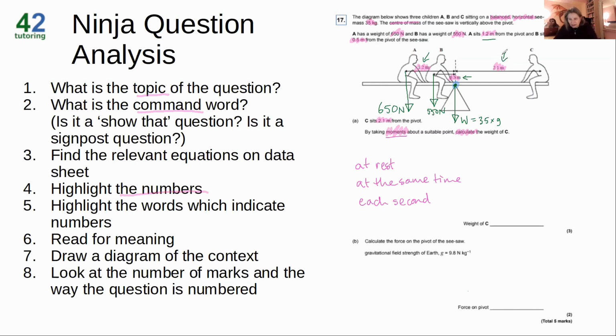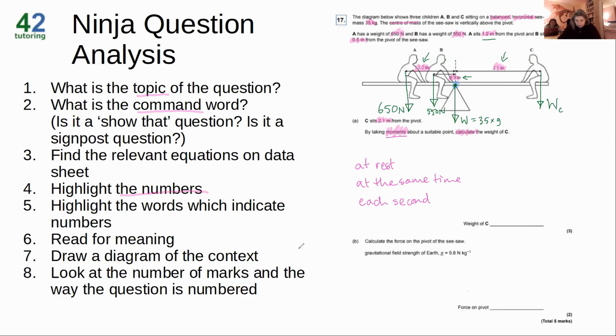But I'm noticing things now. Okay, they want us to take moments about a suitable point, and they want us to calculate the weight of C. I haven't put the weight of C in my diagram. I'm going to add it in because I'm reading for meaning. There is the weight of C. I'm going to write down WC. That is what I'm trying to calculate. So now I've read it for meaning.